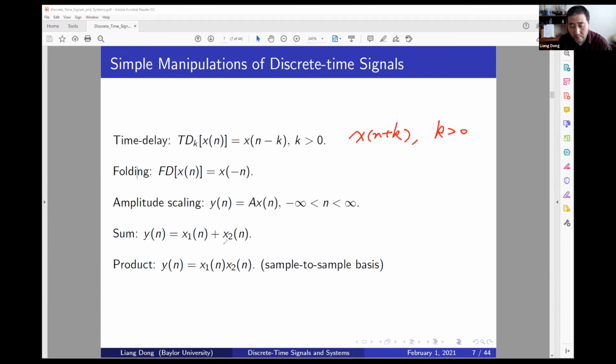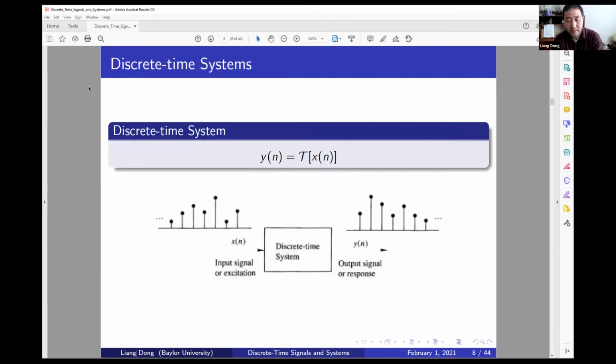I multiply by something and it gives me the output, the scaling. The sum of two signals is sample-wise addition, on each n. Product is sample-to-sample basis multiplication, x1 times x2 at each sample time n. A discrete time system is an operation on a discrete time signal, and we are using an operator called T. Any operator working on x[n] gives you y[n].